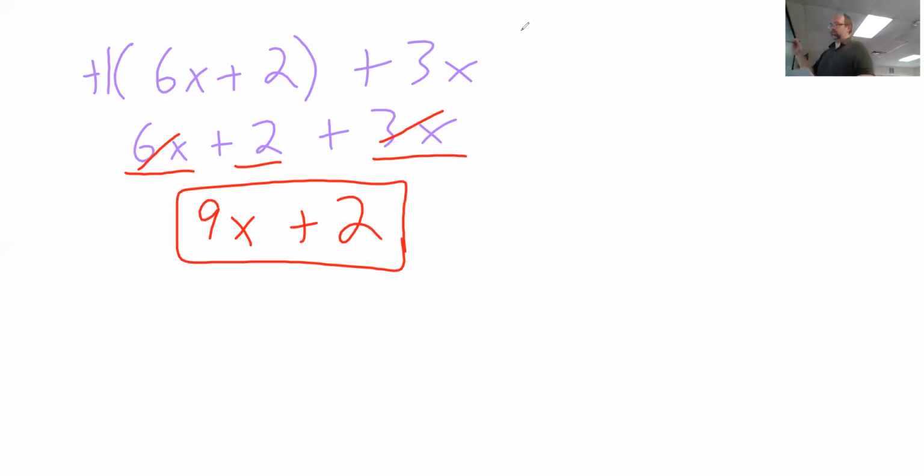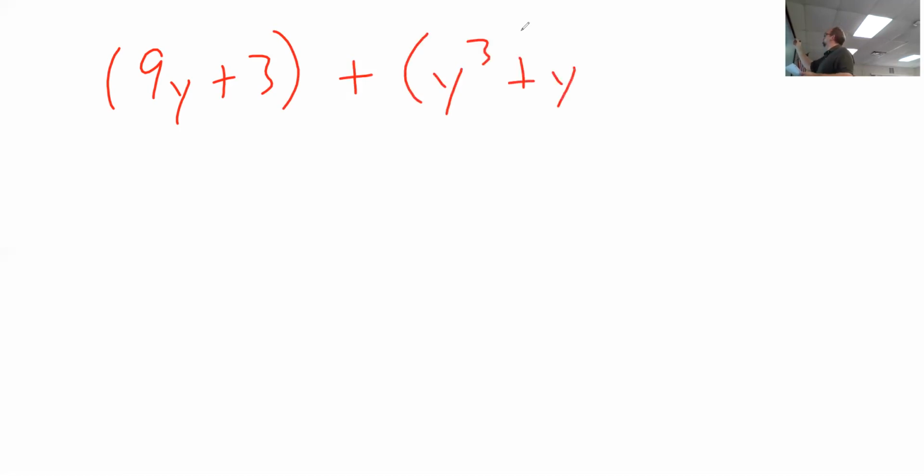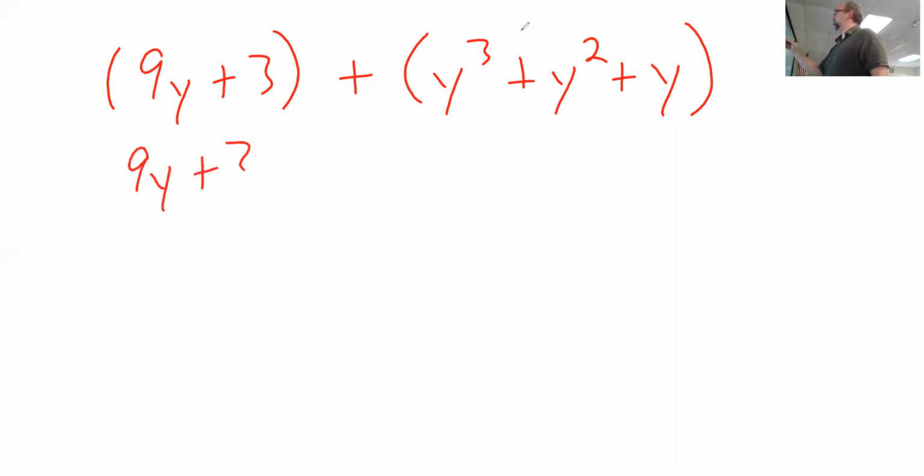Let's get another example. We have (9y plus 3) plus (y to the third plus y squared plus y), all that good stuff. All right. So we're going to have a lot of different variable powers, a lot of different degrees, and you always want to write standard form at the end. So because these are all positives outside the parentheses, I can just pull them out without changing the signs inside. Squared plus y. Okay, good.